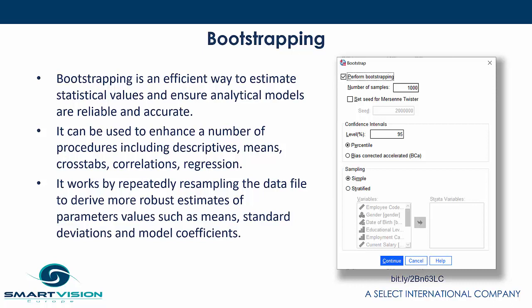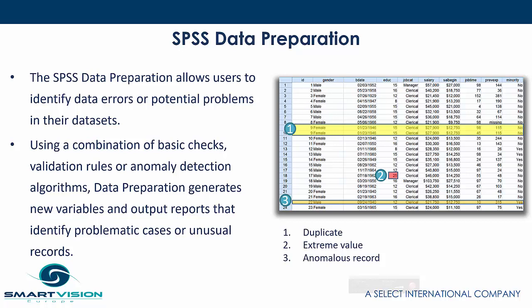So you're always working with samples, and bootstrapping treats a data sample as if it was the population, and it repeatedly resamples the data file. So it basically takes many subsamples from the data file and then creates overall estimates, if you like, of means and standard deviations and things like model coefficients. And you'll see that the bootstrapping button appears on dialog boxes within many different procedures in SPSS, including things like descriptives, the means procedure, crosstabs, correlations, and regression. So that's going to be part of the standard package going forward, as will the SPSS data preparation module.